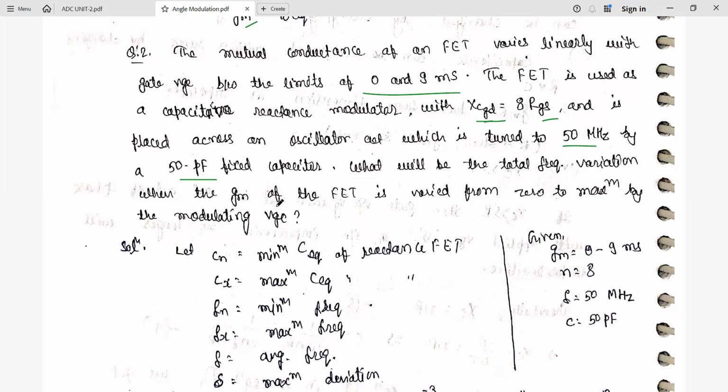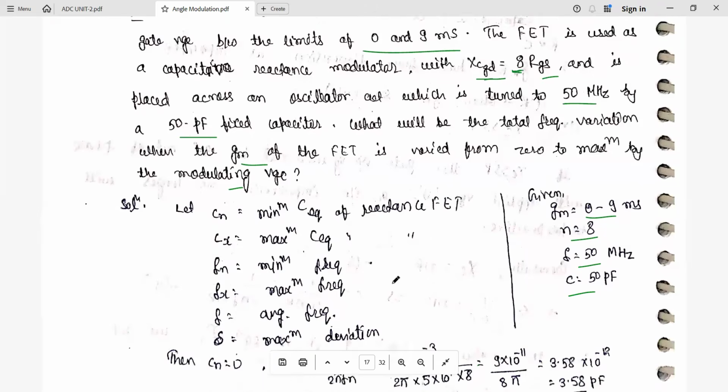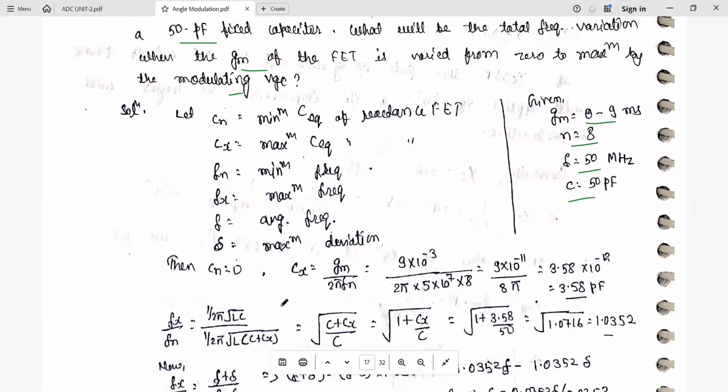What will be the total frequency variation when the transconductance of the FET is varied from 0 to the maximum by the modulating voltage? So Gm is given as 0 to 9 millisiemens, N is given as 8 here, meaning 8 times. The frequency is given as 50 megahertz. The capacitor is given as 50 picofarad. So one by one we are trying to find the values.